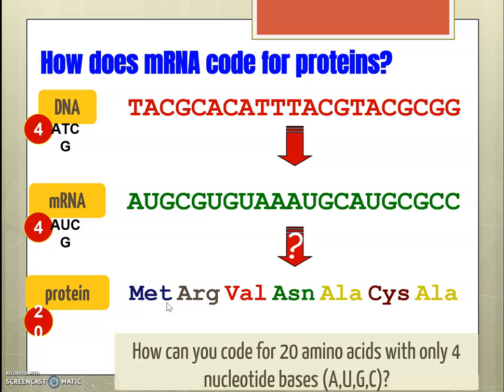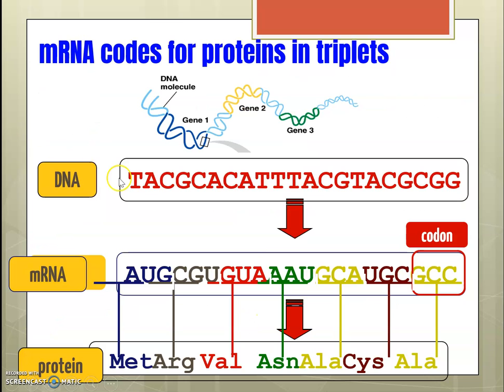Okay. So how can you code for 20 different amino acids with only 4 nucleotide bases? Because in total, there are 20 amino acids that make up our proteins. So mRNA codes for proteins in triplets. So this is what I was saying about the specific codons. The codons are those groups of 3 different bases. Since we have only 4 bases, but we can have so many different combinations of them, that is how we get the different 20 amino acids.